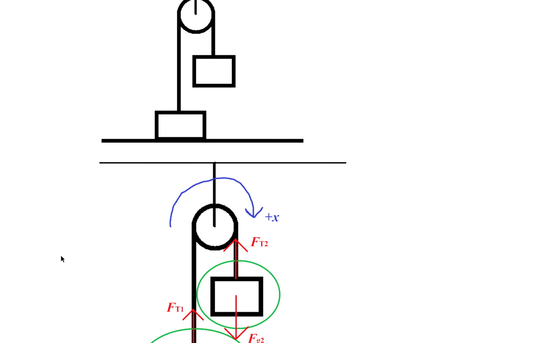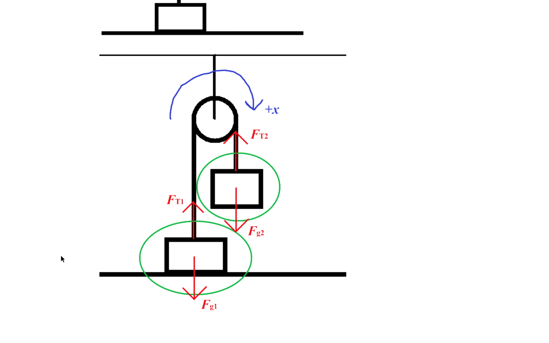Part A, draw a free body diagram. This is our free body diagram. Remember, step 1 is to circle the objects. We have two objects. Step 2, label the forces. Step 3, put an X and Y axis. And step 4, use the equation F equals ma.